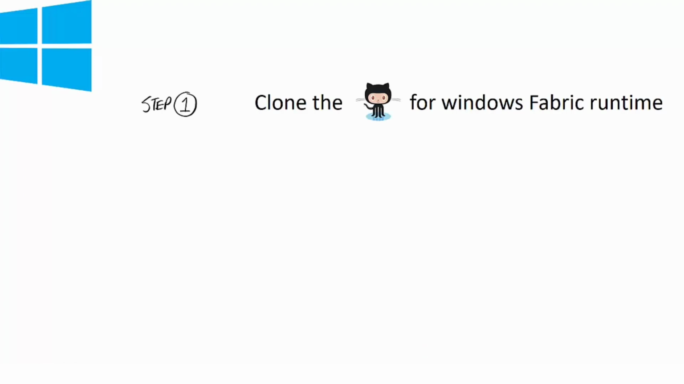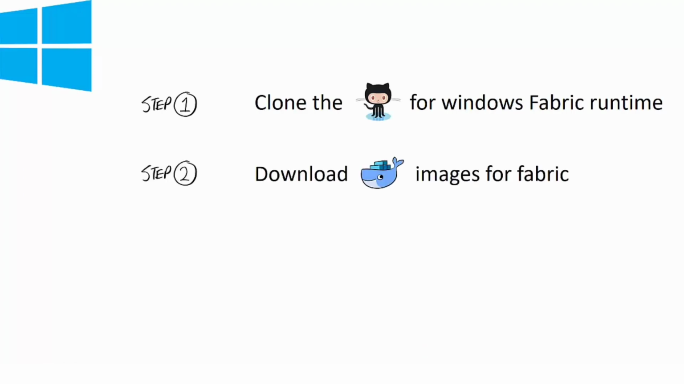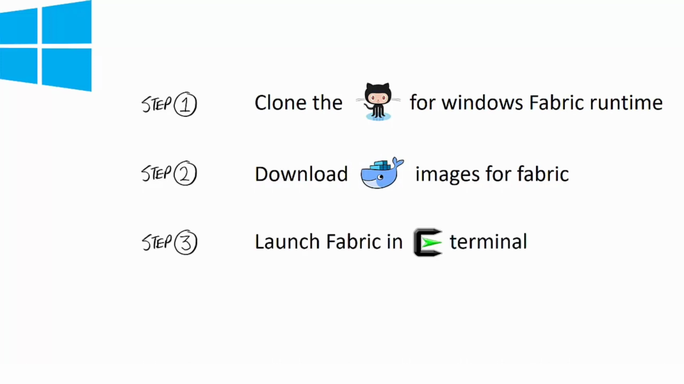The first step is to clone the Fabric tools repository. The second step is to download the Docker images using the shell script. The third step is to launch Fabric in a Cygwin terminal. And the fourth step is to create a peer admin card. As I go through each of these steps, I'll also talk about some known problems and how you need to address them.